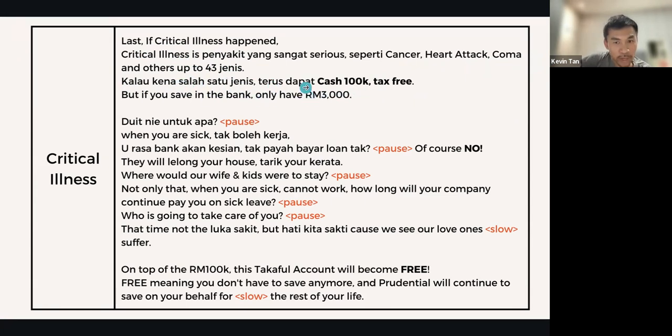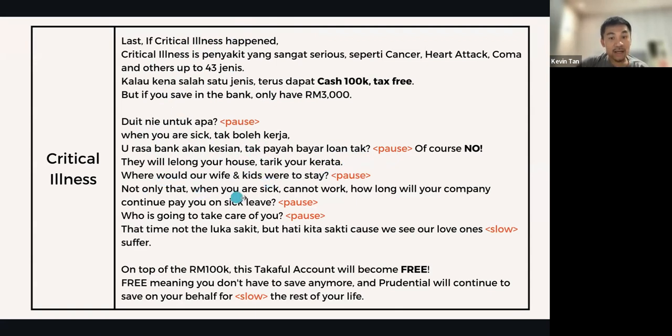Yeah. So I always explain first. I explain if you got this, what can you get? And then I explain why it is important. What is this money for? When you are sick and cannot work, do you think the bank will pity you and say don't pay the loan, rest? Of course not. They will auction your house and take your car. So where will our wife and kids stay?